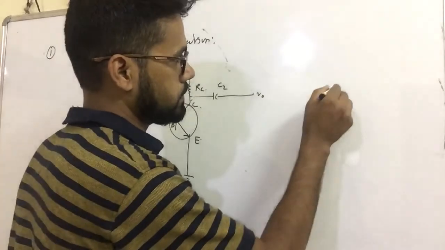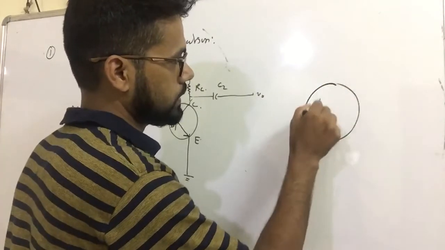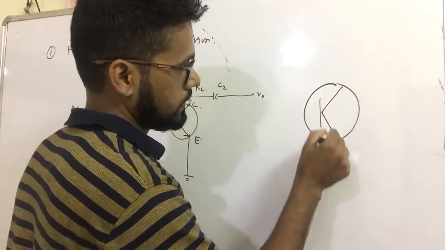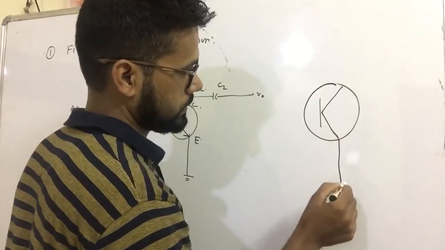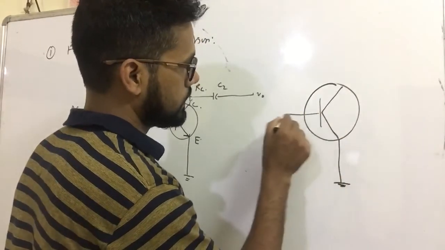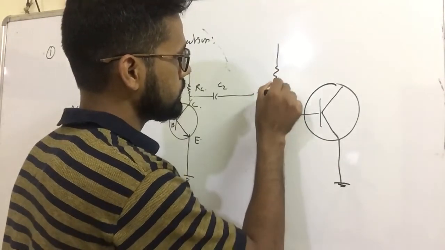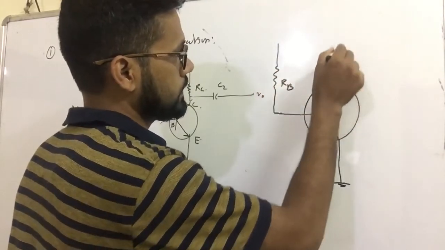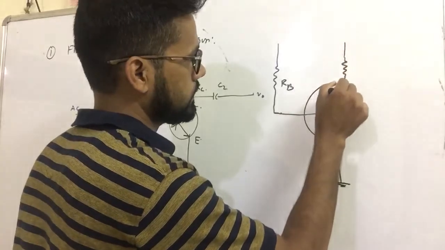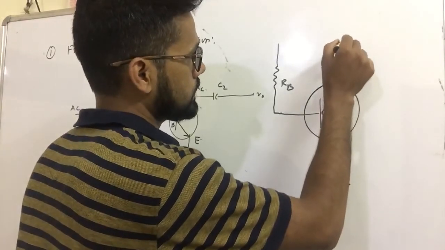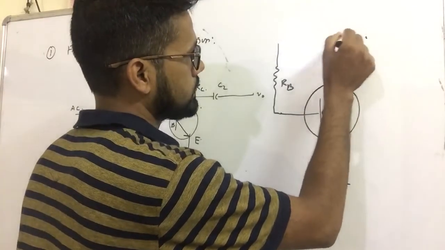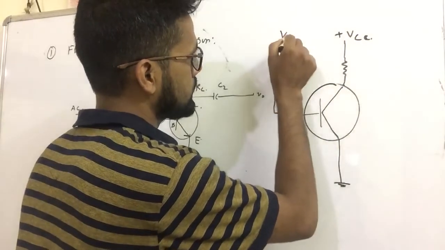This is a DC configuration. This is emitter. This is ground. This is base terminal. RB, and this is RC. This is VCC, plus VCC, and VCC.